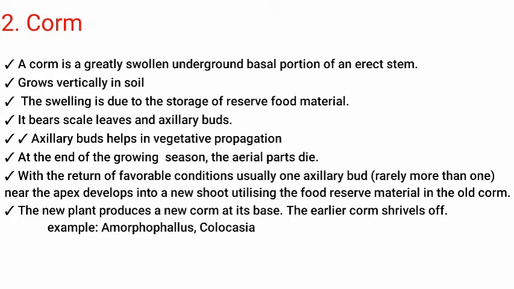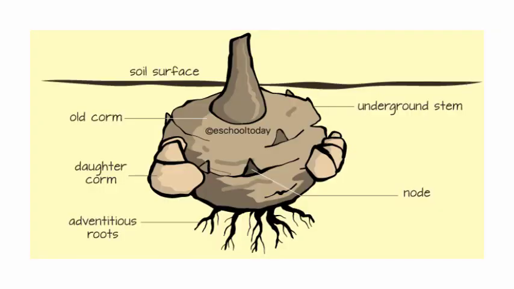At the end of the growing season, the aerial parts will die. With the return of favorable conditions, usually one axillary bud, or rarely more than one, which is near to the apex develops into a new shoot utilizing the food reserve material in the old corm. The new plant produces a new corm at its base. Example, Amorphophallus and Colocasia.